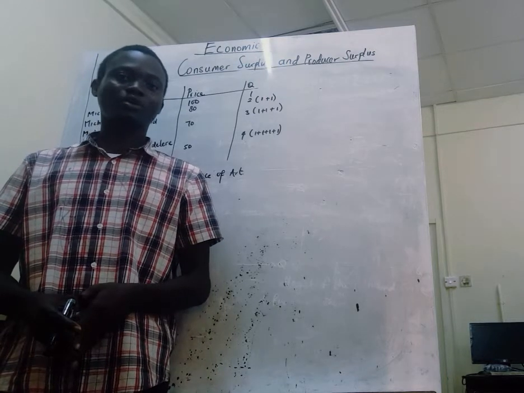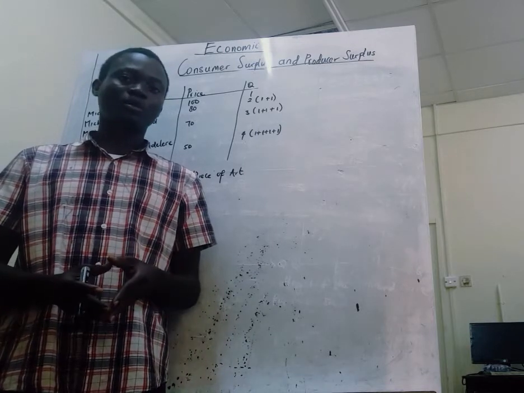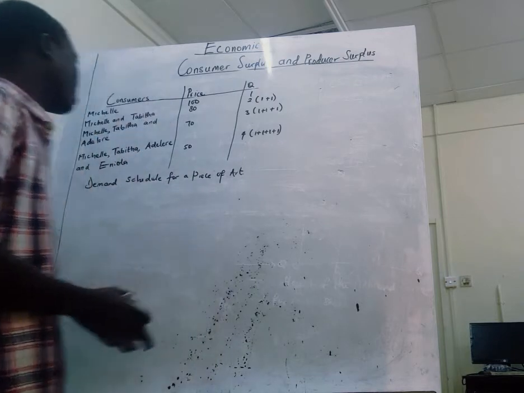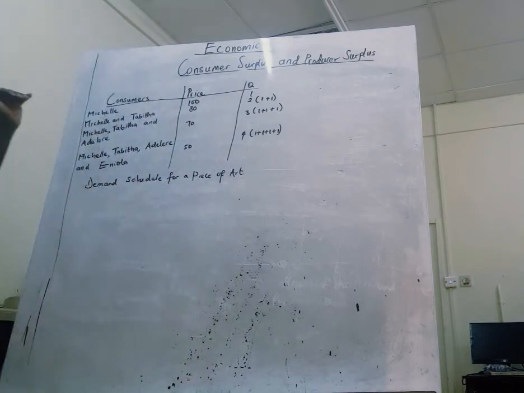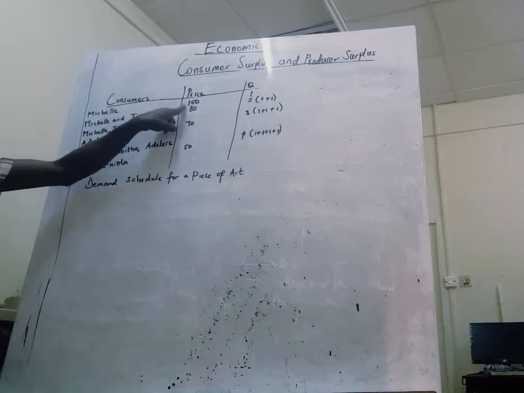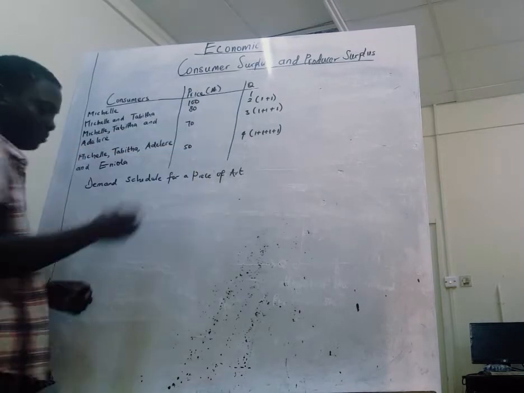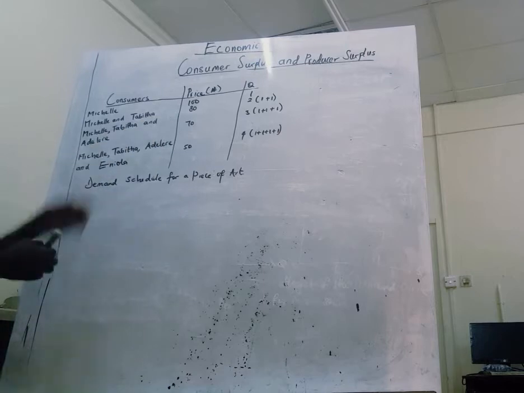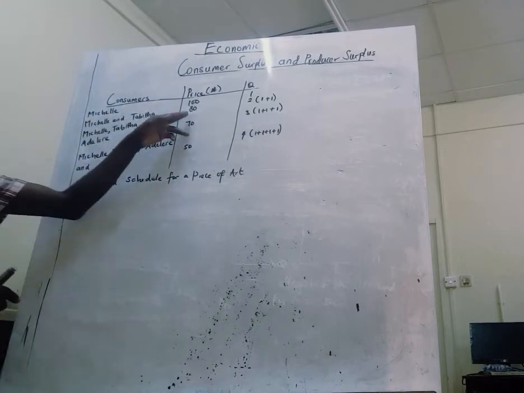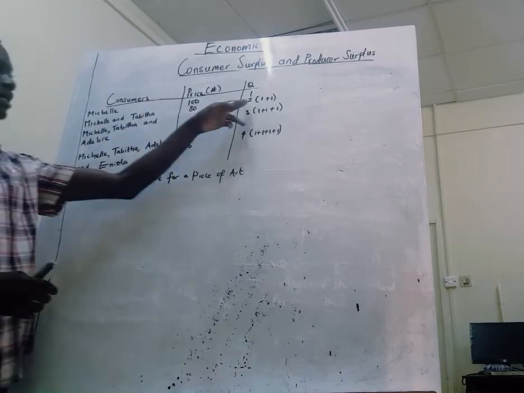All right, so we are going to be drawing some graphs now to depict the totality of consumer surplus in a given market. Now we have this demand schedule. Mitchell and some of our friends want to buy a particular piece of art. When the price was 100 naira, Mitchell was the only one who could afford to buy a piece of art. Now, when the price became 80, that is when the price fell, Mitchell and Tabitha could afford a piece of art. So we have two here, that is one apiece.